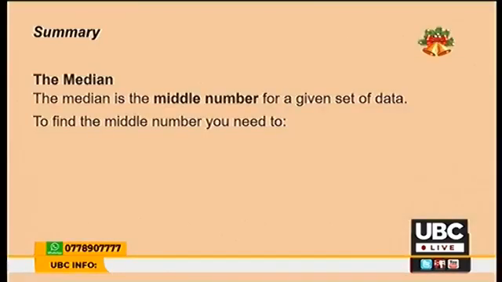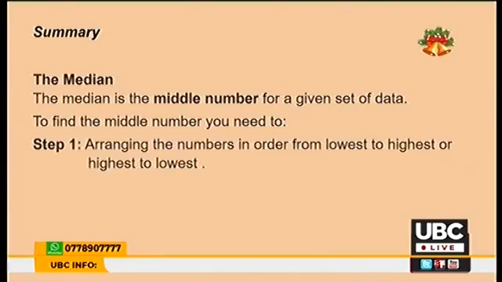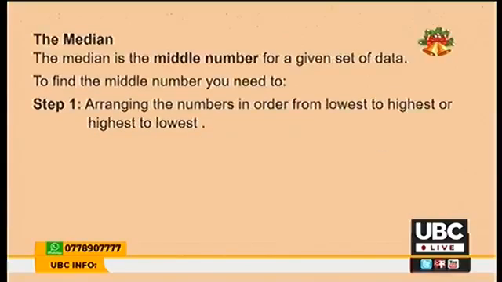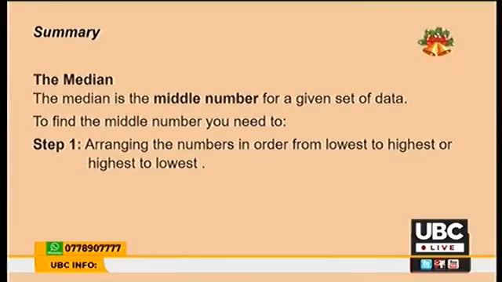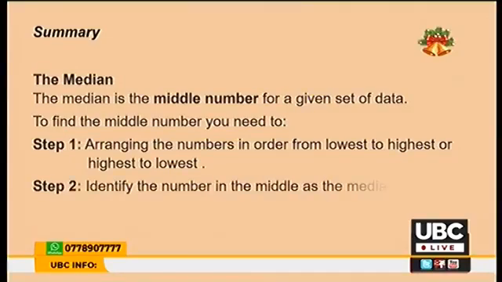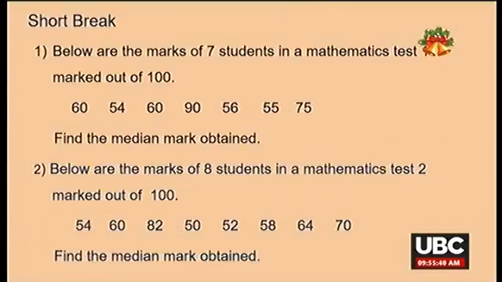So let's continue with our lesson. We've been looking at median, and in summary, what is median? Median is the middle number of a given set of data. And to find this middle number, what do you have to do? You have to arrange your numbers in order, either from lowest to highest or from highest to the lowest. Members, remember that we said that we are going to look at median of ungrouped data. So with ungrouped data, you're required to arrange your data the way it is given to you.